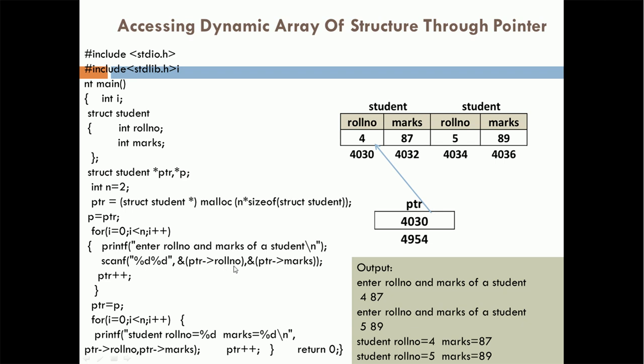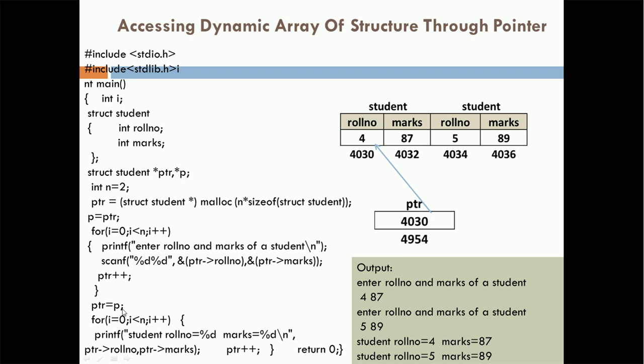So when we execute this for loop for the value of i equals 1, and we have written ptr->roll number, this will provide you the roll number of the second array element, and ptr->marks will provide you the marks of the second array element. So we have assigned the values 5 and 89 here. After the completion of this loop, all the fields of the array will get the values, and after that we have written ptr equals p.